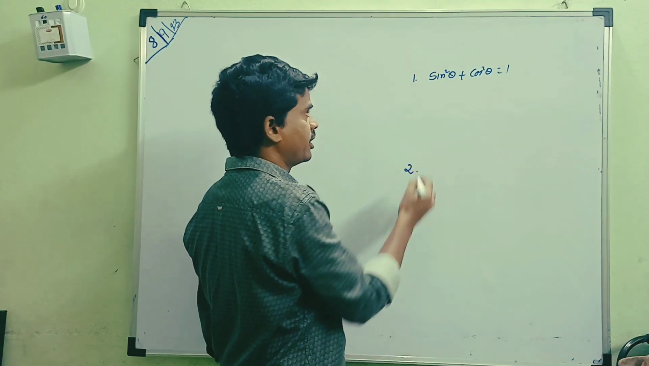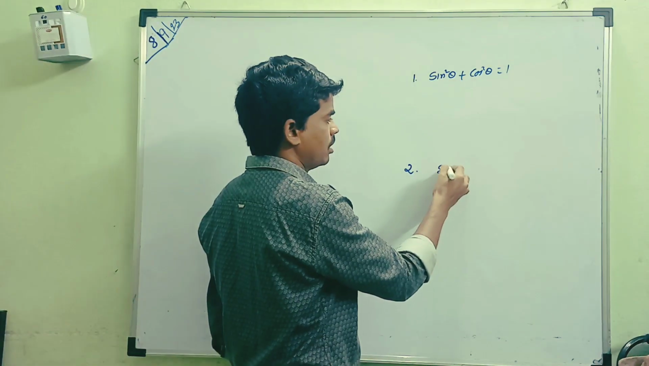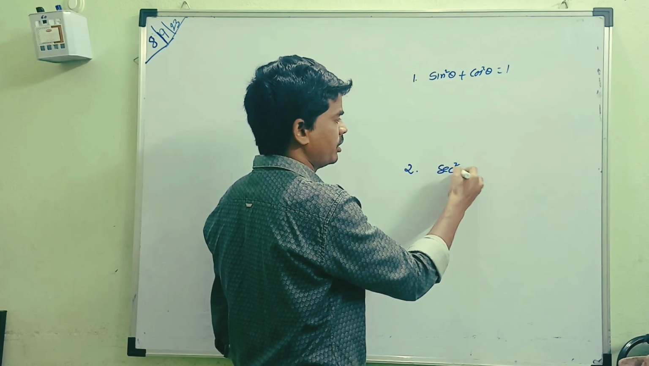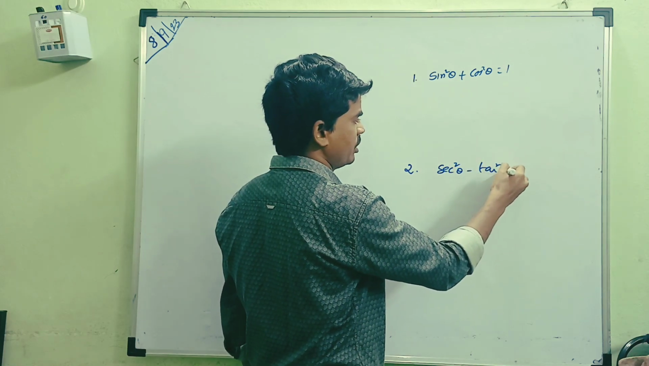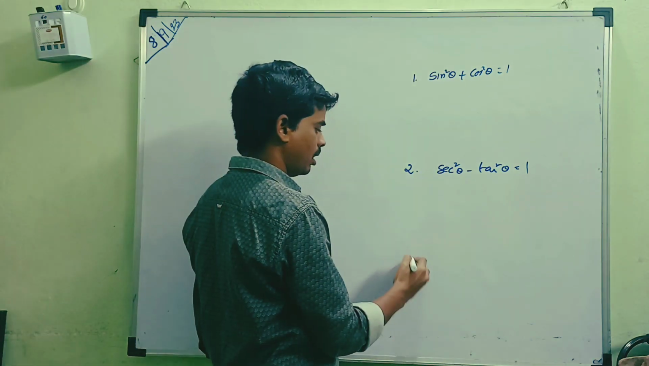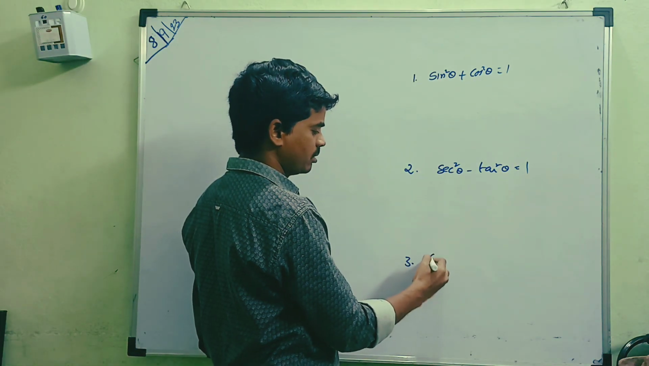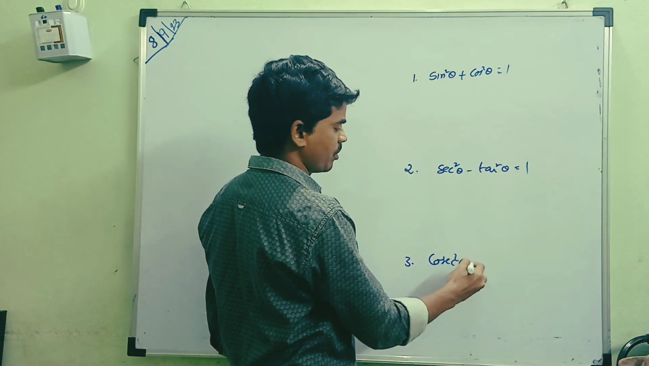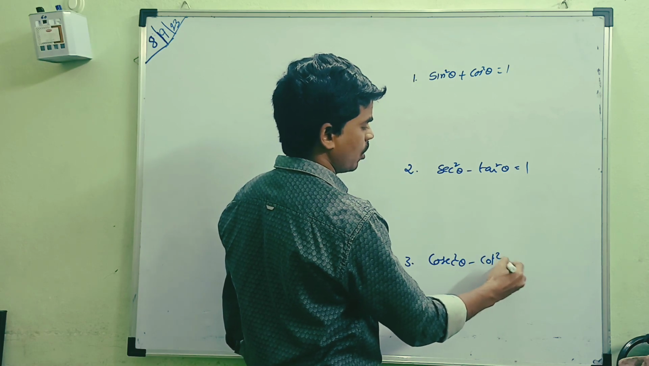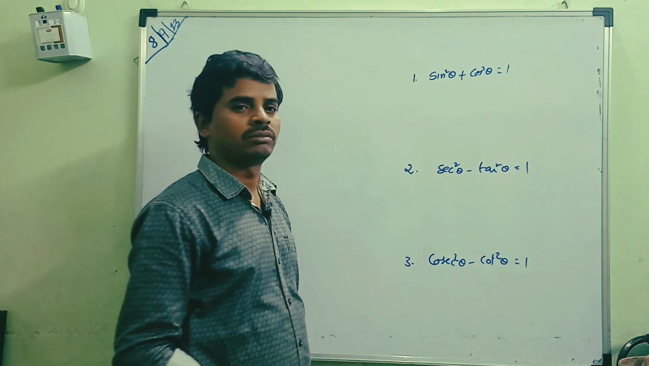And the second identity is secant square theta minus tan square theta is equal to 1. And the third identity is cosecant square theta minus cot square theta is equal to 1.